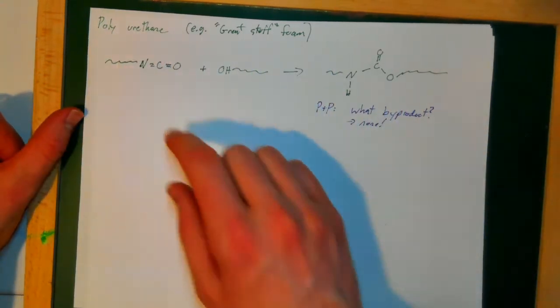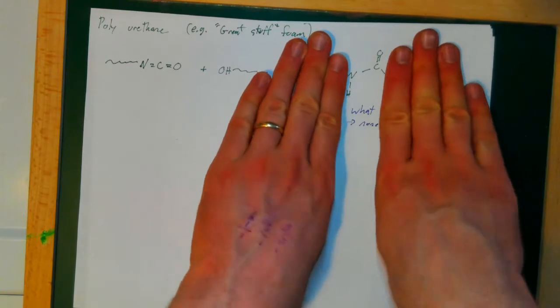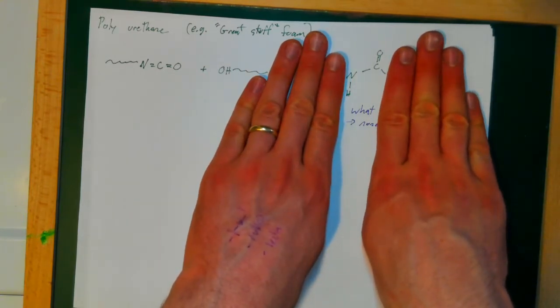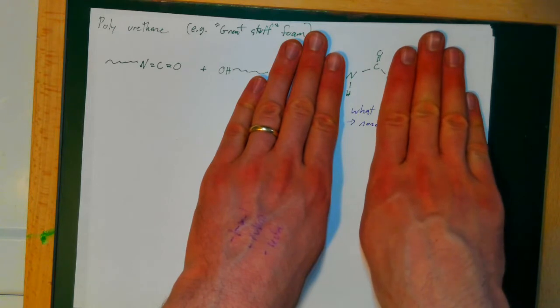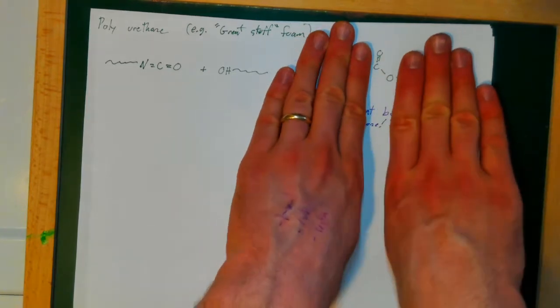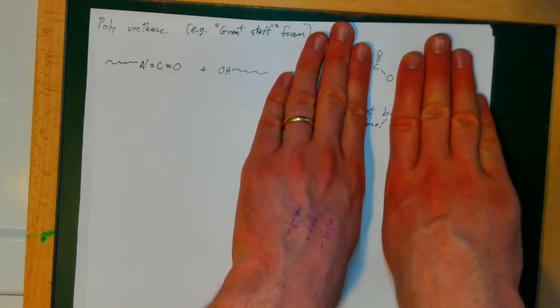Now, an interesting thing about polyurethane is if I were to look at this part of the urethane bond, what would that look like? Take a moment now, pause and ponder. What does this part of the urethane bond look like? Well, this part of the urethane bond looks like a peptide bond or an amide bond. What about this part? Well, this looks like an ester bond.